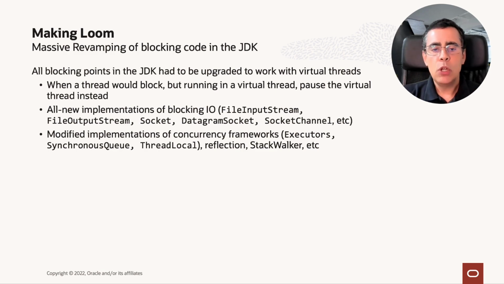In the end, Loom made almost no significant changes to the JDK APIs, except for the new structured concurrency API. Instead, it provides better implementation of existing and familiar abstractions.